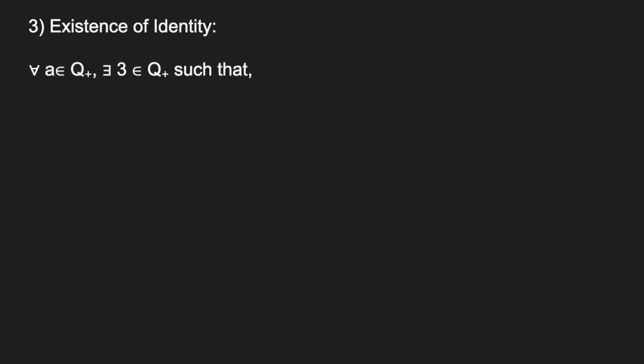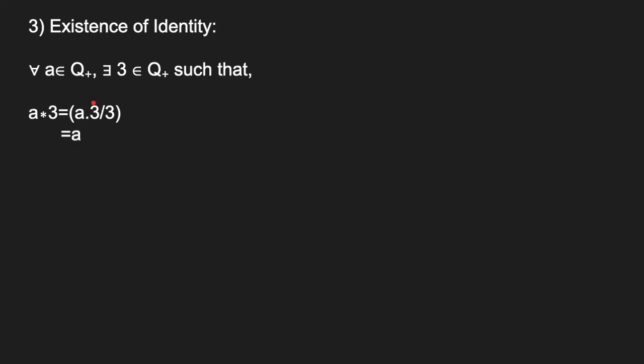For every A belongs to Q plus, there exists some element. Here that element is 3, which belongs to Q plus, such that A star 3, that means A into 3 divided by 3, is A. So here there is one element such that if we multiply A and 3 and divide by 3, then we will get A itself.